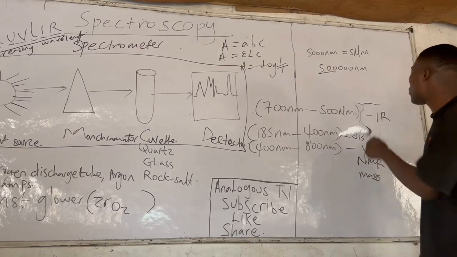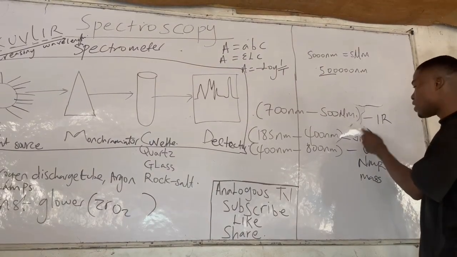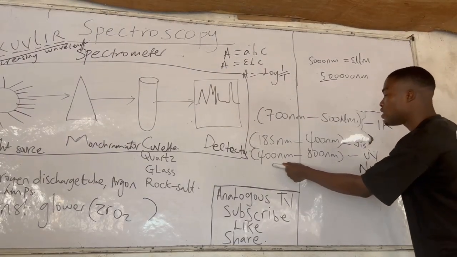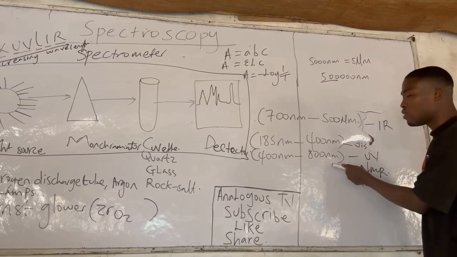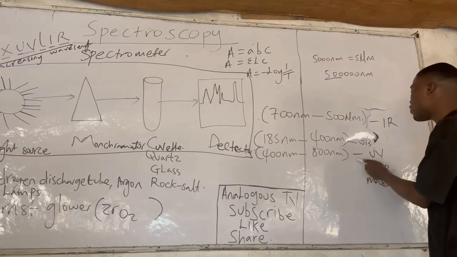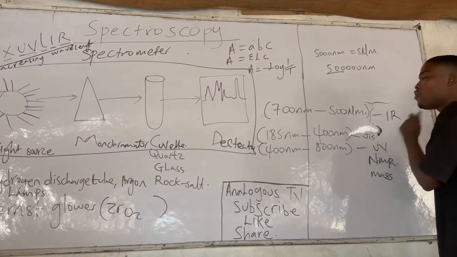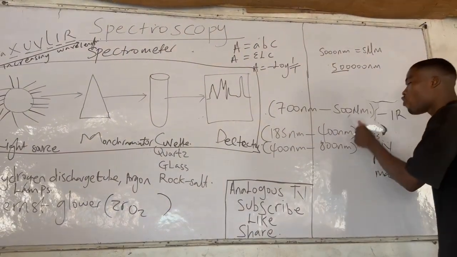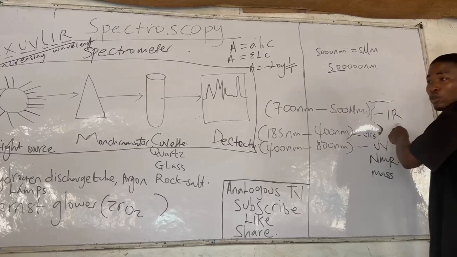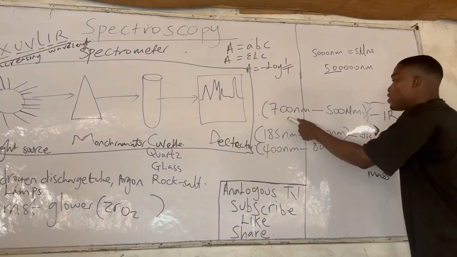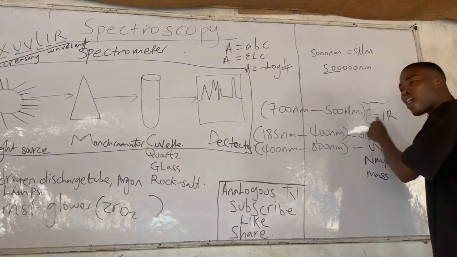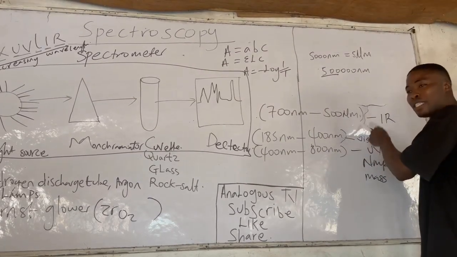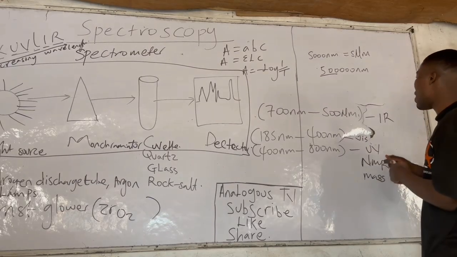Now, quickly, let me start with UV. For UV spectroscopy, the wavelength of the light is between 185 nanometers to about 400 nanometers, while for visible spectroscopy, it is around 400 nanometers to about 800 nanometers. For IR spectroscopy, it is around 700 nanometers to 500,000 nanometers, which is 500 micrometers. For NMR spectroscopy, it is usually above that.